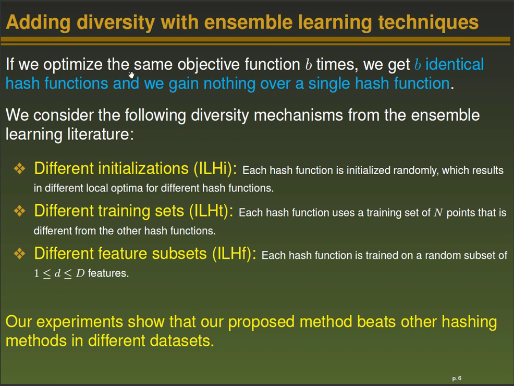If we optimize the same objective function b times, we get b identical hash functions, and it is not different from learning a single 1-bit hash function. We consider 3 different diversity mechanisms from the ensemble learning literature.